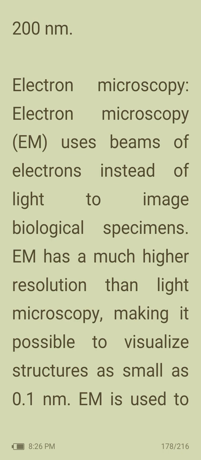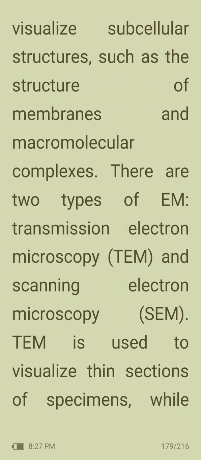Then electron microscopy. Electron microscopy or EM uses beams of electrons instead of light to image biological specimens. EM has a much higher resolution than light microscopy, making it possible to visualize structures as small as 0.1 nm. EM is used to visualize subcellular structures such as the structure of membranes and macromolecular complexes. There are two types of EM, transmission electron microscopy TEM and scanning electron microscopy SEM.